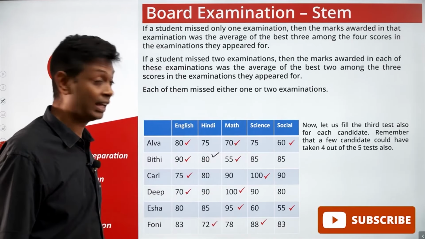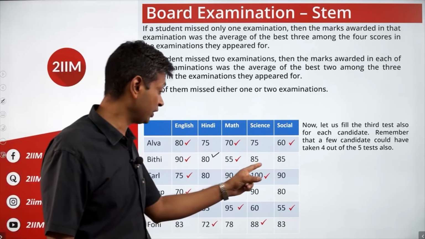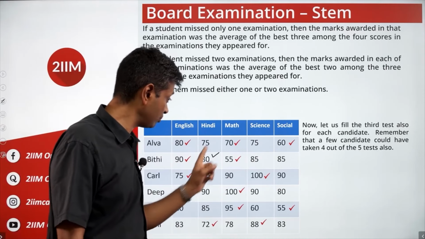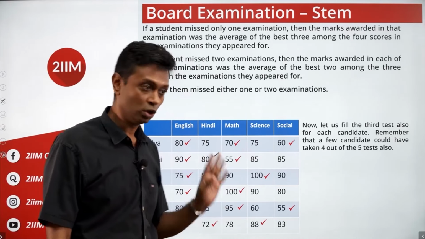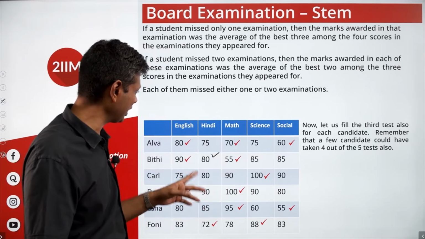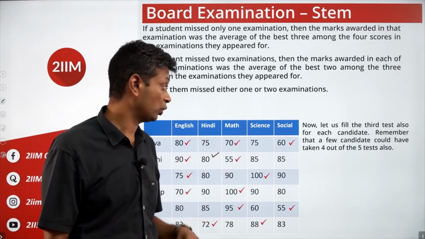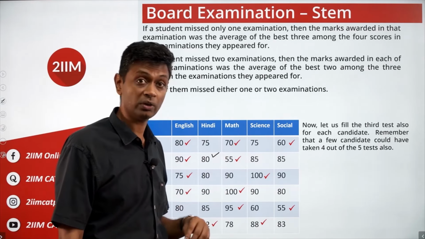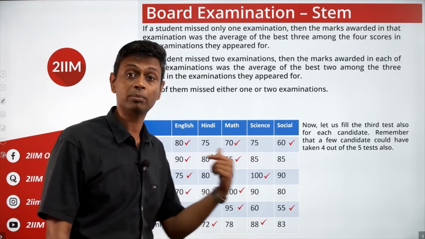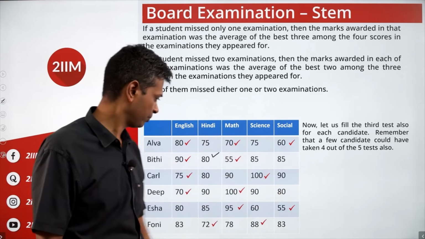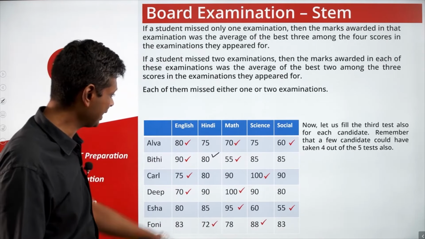Bysi has taken that. Their average could be 85 of these 2, or some 3 of these could be 85 for the 4th one. So Bysi could have taken, she's definitely taken English, Hindi and math. She could have taken science. She could have taken social. She could have skipped both. All 3 possibilities exist.